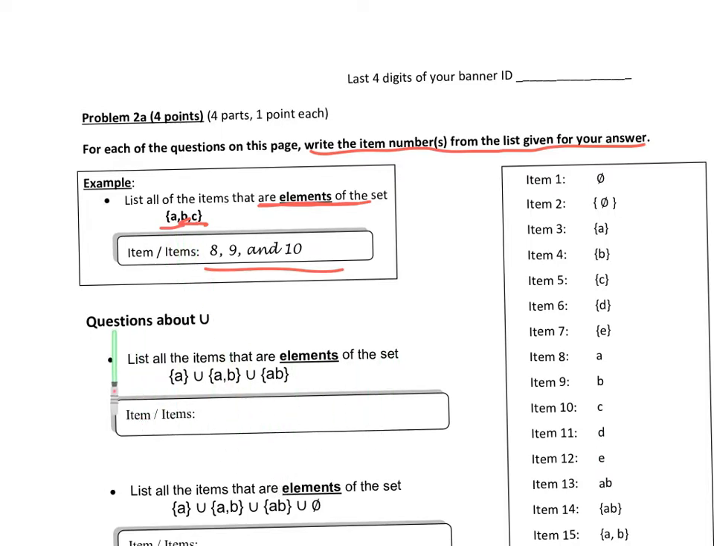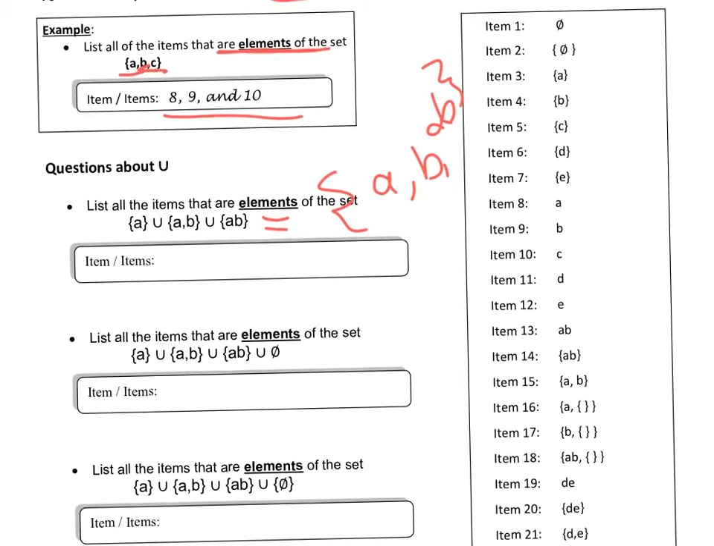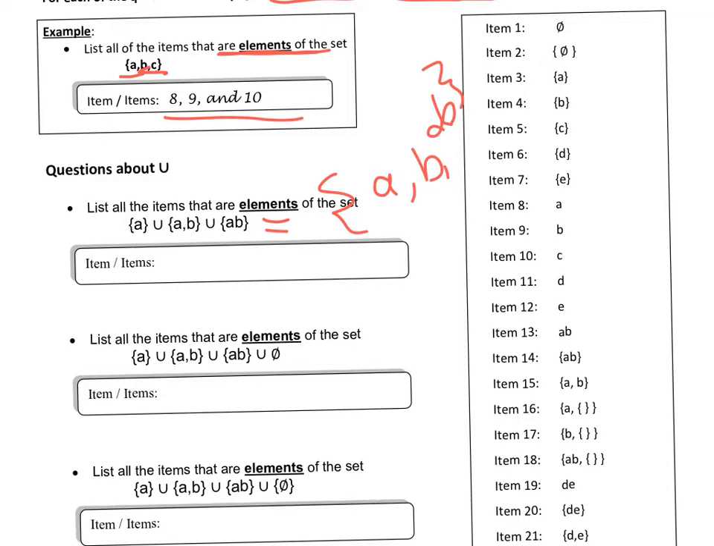So this first set of questions are about union. This is the set containing A unioned with the set containing A comma B unioned with AB. That actually gives us the set containing, what do we got? We have an A, we have a B, and we have AB, the string. And so now we just look in our list on the right-hand side to see what is in there. We have an A, so that's item 8. We have a B, so that's item 9. And we look for the AB, and the AB is down at item 13. So it's 8, 9, and 13.